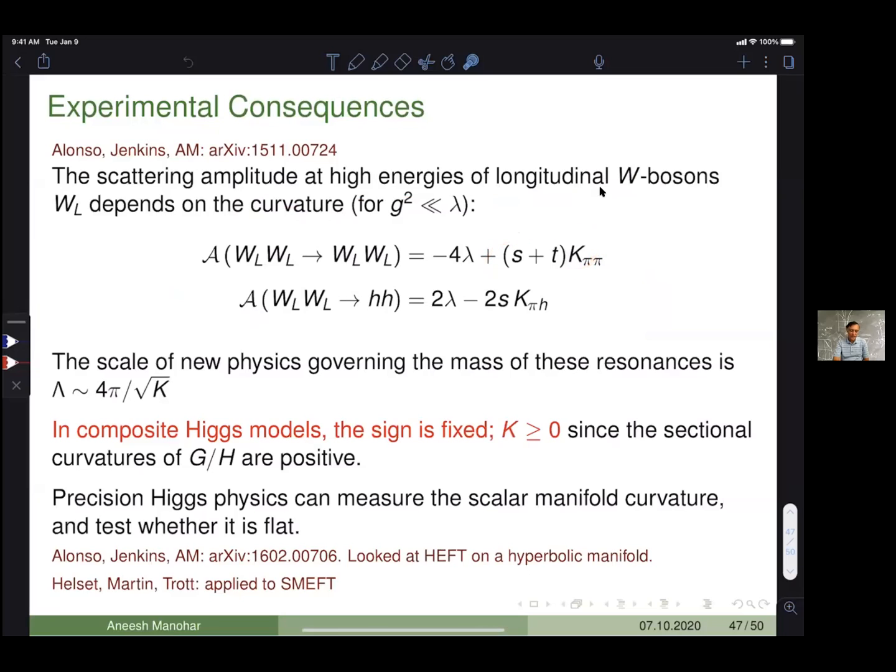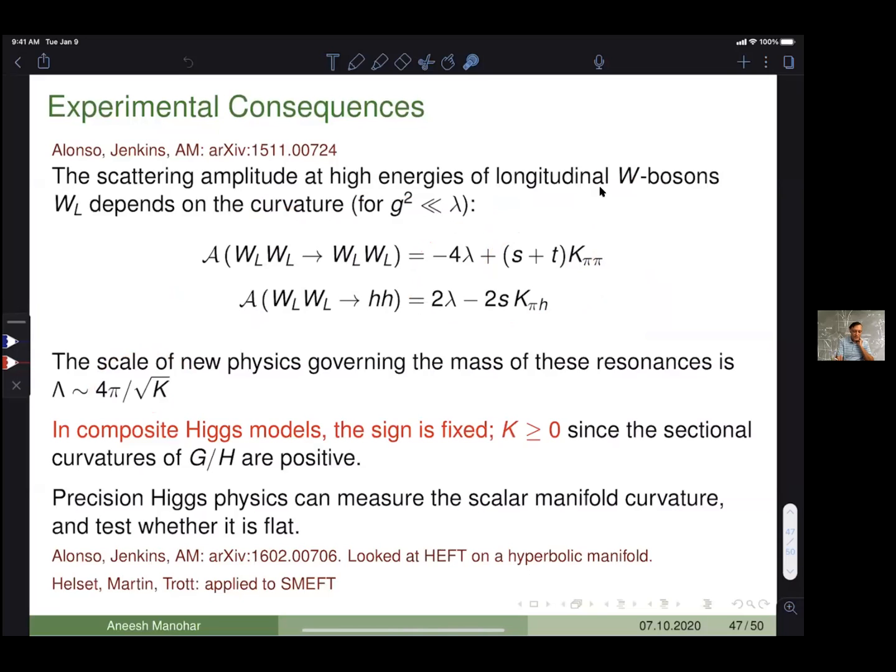And so the scale of new physics, I should have used capital M here, is 4 pi over the square root of this curvature. So what the LHC can probe is essentially the curvature of the scalar manifold. In the standard model, it's flat. In more general theories, it's not. And you can go measure the curvature by looking for these deviations from the standard model scattering.